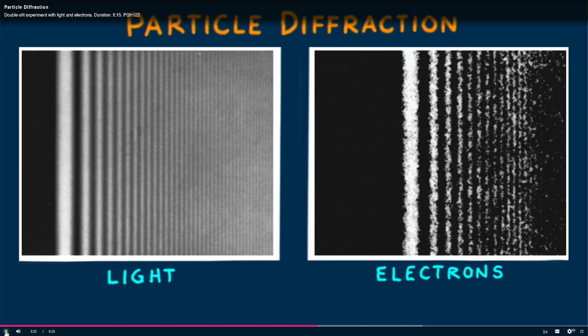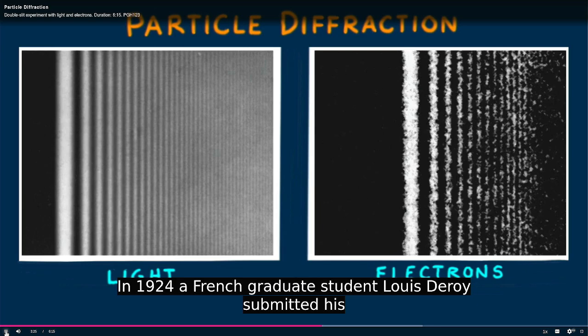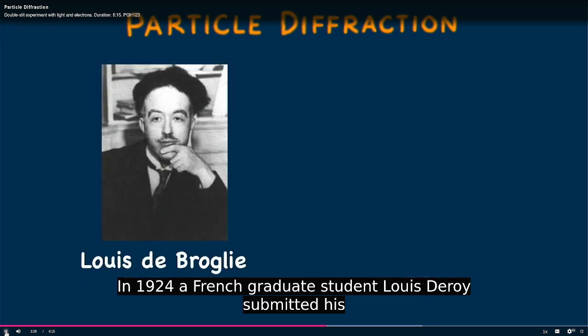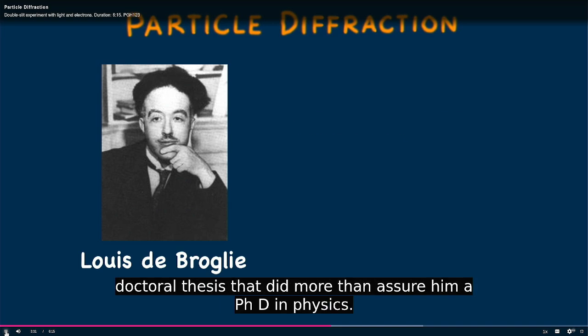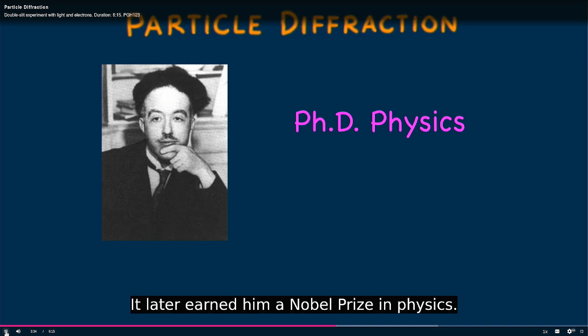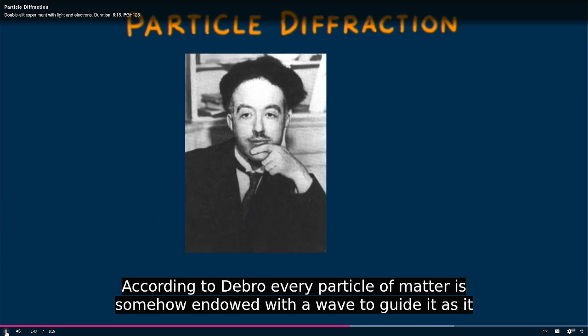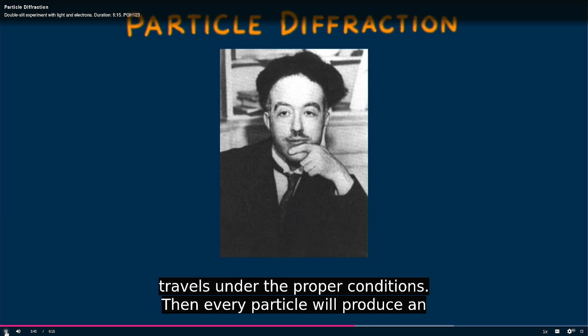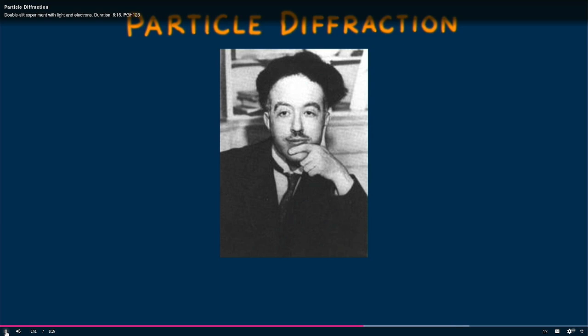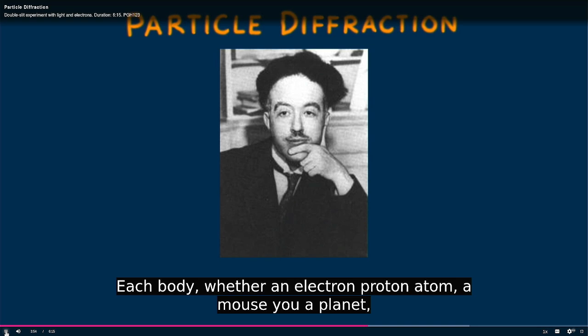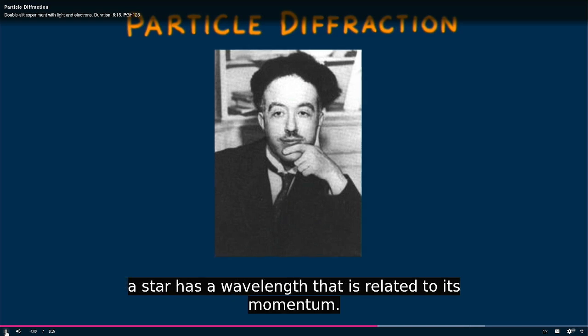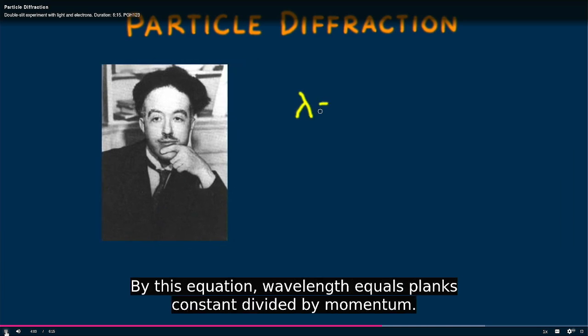Amazing! In 1924, a French graduate student, Louis de Broglie, submitted his doctoral thesis that did more than assure him a PhD in physics. It later earned him a Nobel Prize in physics. According to de Broglie, every particle of matter is somehow endowed with a wave to guide it as it travels. Under the proper conditions, then, every particle will produce an interference or diffraction pattern. Each body, whether an electron, proton, atom, a mouse, you, a planet, a star, has a wavelength that is related to its momentum by this equation.